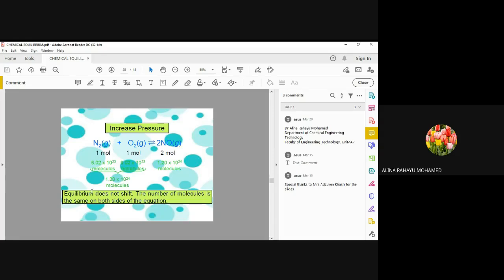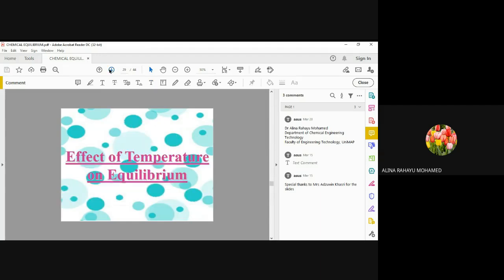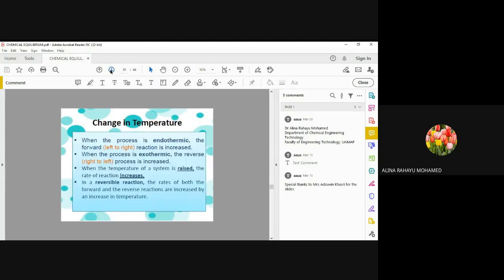So we have to understand about this. The equilibrium does not shift. Okay, it does not shift, because the number of molecules is the same on the left hand side as on the right hand side. Okay. Now, effect of temperature on equilibrium.